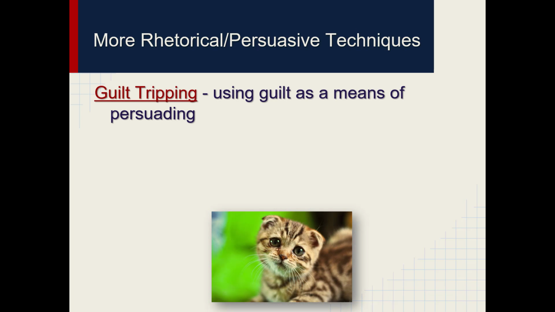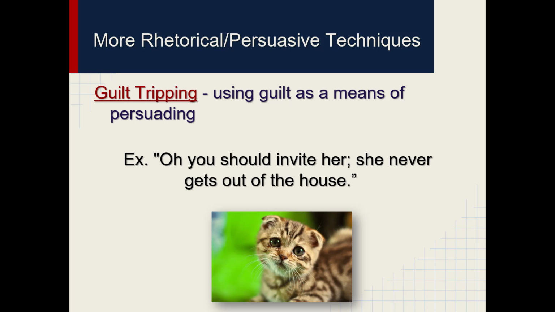Guilt tripping is used pretty much the same way as appeal to pity. This time instead of pity, it's guilt. Okay. Oh, you should invite her. She never gets out of the house. Okay, that's not actually a legit argument. Right now I'm guilt tripping you into doing what I say.